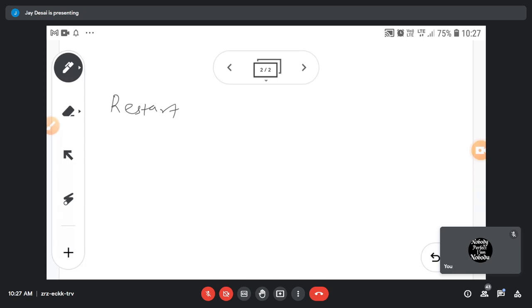Write next point. RST 7.5 has the second highest priority. 6.5 has the third highest priority. And 5.5 has the fourth highest priority.